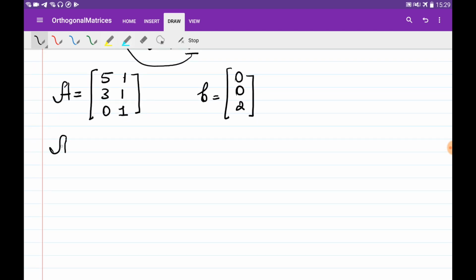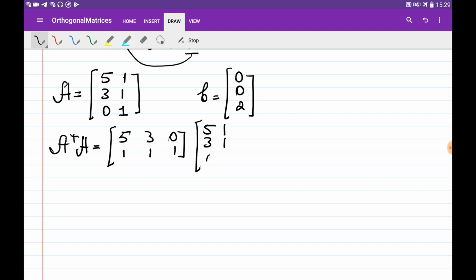So A transpose A is equal to 5, 1, 3, 1, 0, 1, which is multiplied by the 5, 1, 3, 1, 0, 1. If we multiply, the first row multiplied by the first column is going to be 34. If you multiply the first row by the second column, it's going to be 8. Then this is 8 and 3.